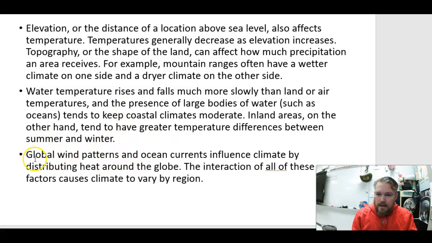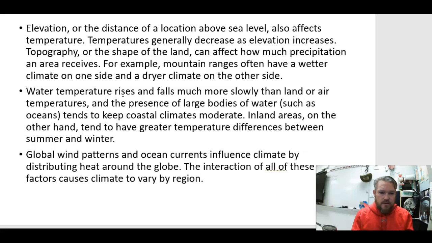But anyway, water temperature rises and falls much more slowly than land or air temperatures. Again, that's the thermostatic effect. So San Francisco will have a really moderate climate, and then the interior, somewhere like Nebraska, will have really wild swings in climate. And if we take that even further into the desert areas, you'll have even wider swings of temperature.